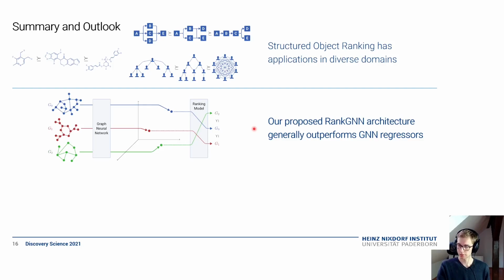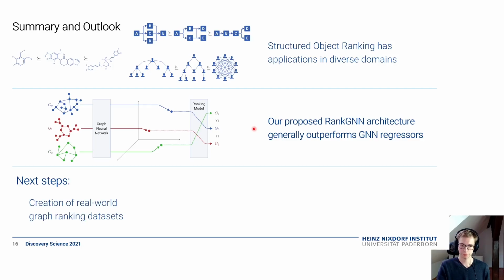Lastly, let us now take a look where one could go from here. Firstly, we found that currently there aren't really any real-world graph ranking datasets out there, which is the reason why we had to resort to reusing existing graph regression datasets as ranking datasets. For future research, we therefore believe that it is crucial to create proper graph ranking datasets, since right now we don't have, for example, any data based on non-transitive or non-antisymmetric preference relations.